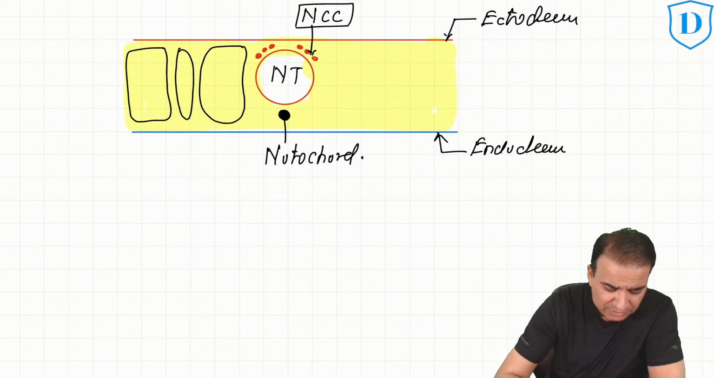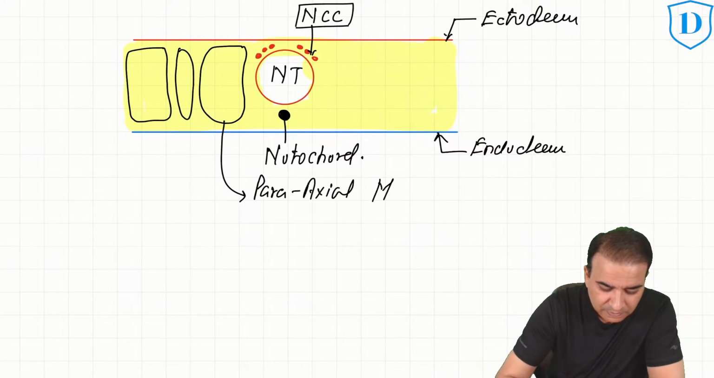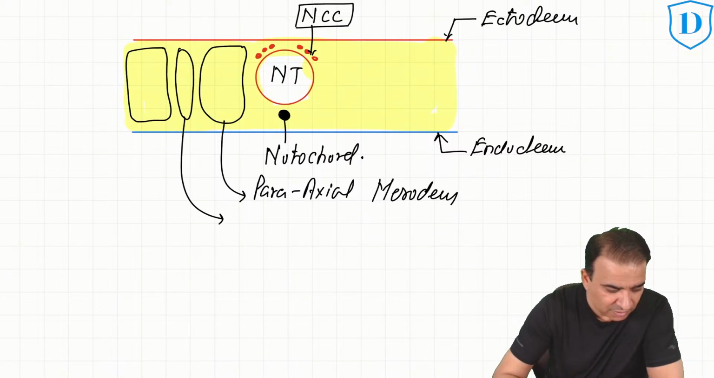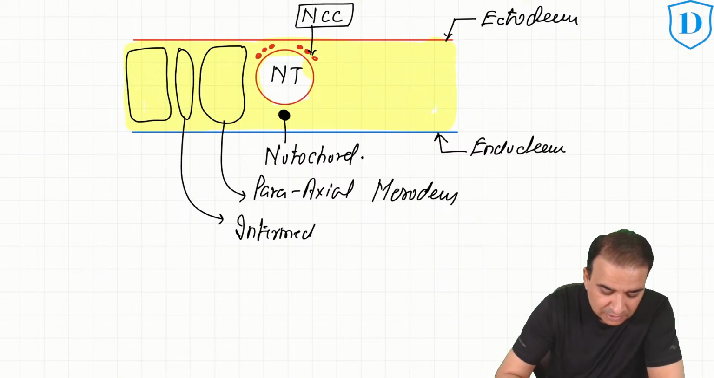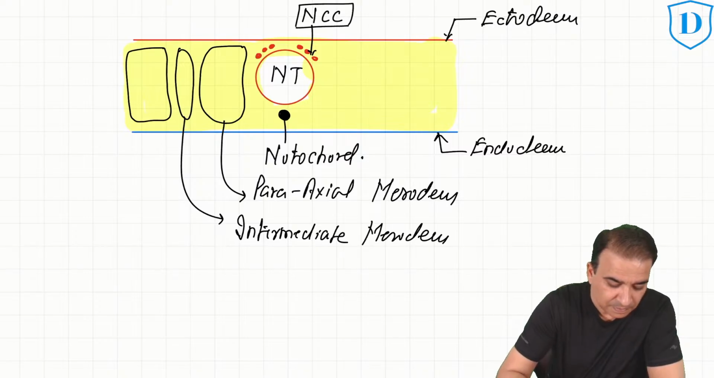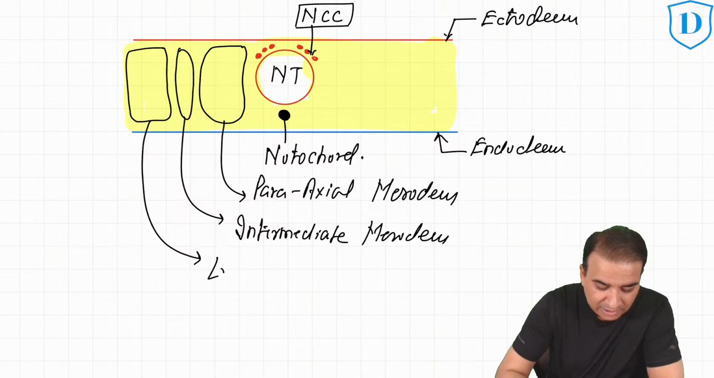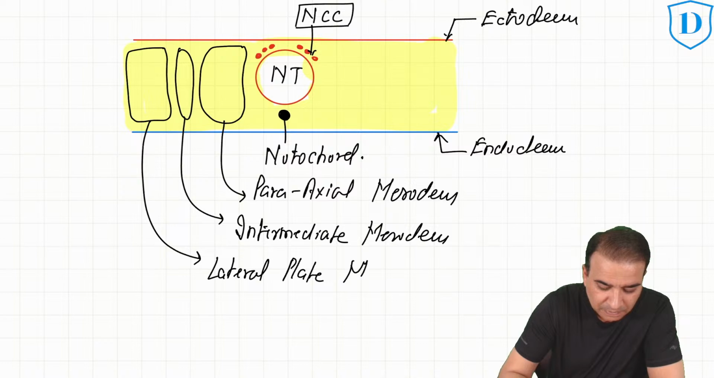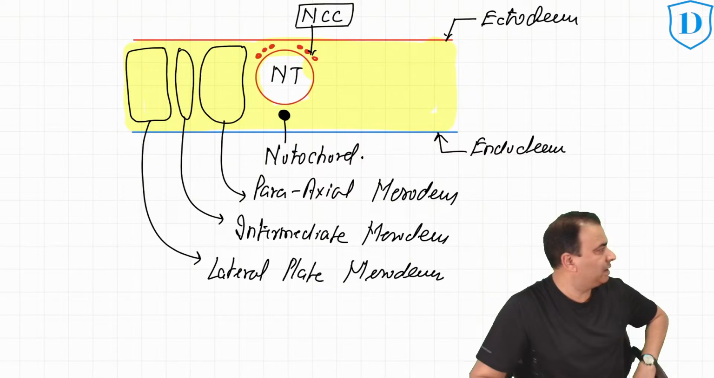It will be on both sides. Obviously, I'm just drawing on one side only, guys. There is a paraxial. It is just next to the axis, so we call it paraxial mesoderm. Immediate next to that, we have a mesoderm which is called the intermediate mesoderm. It is in the middle, so the name is intermediate. And third, we have a lateral plate mesoderm. Paraxial, intermediate, and lateral plate mesoderm.